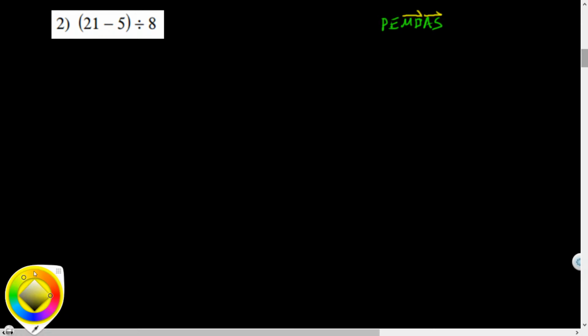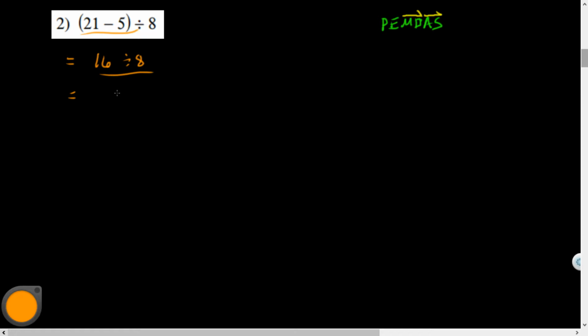So for this problem up here, I've got subtraction, I've got division. Typically, division would have taken place before subtraction. However, we've got parentheses, which trumps everything right here. So I'm going to do what's inside the parentheses, and there's only one operation there. And 21 minus 5, I believe, is 16 divided by 8. And 16 divided by 8, only one operation left. So I'll do those. And 16 divided by 8 is 2.